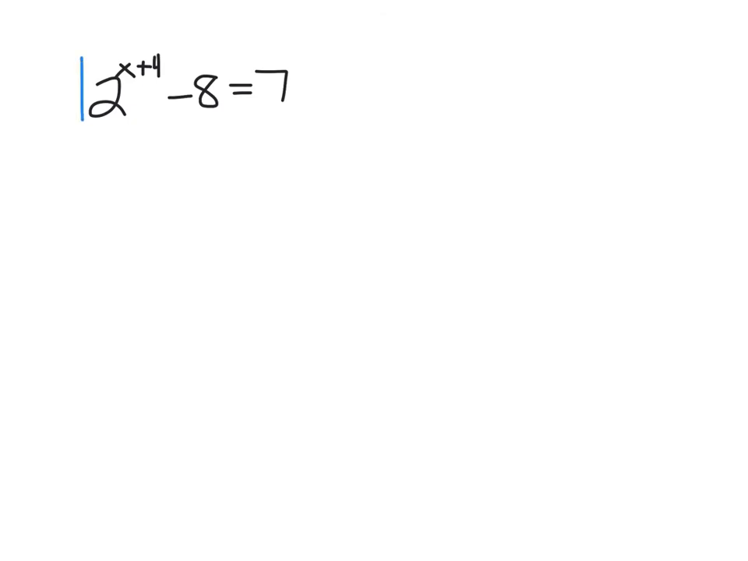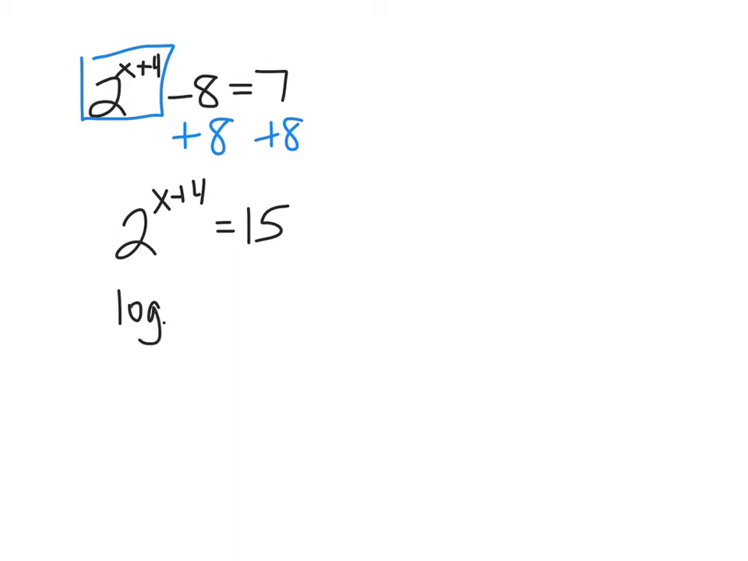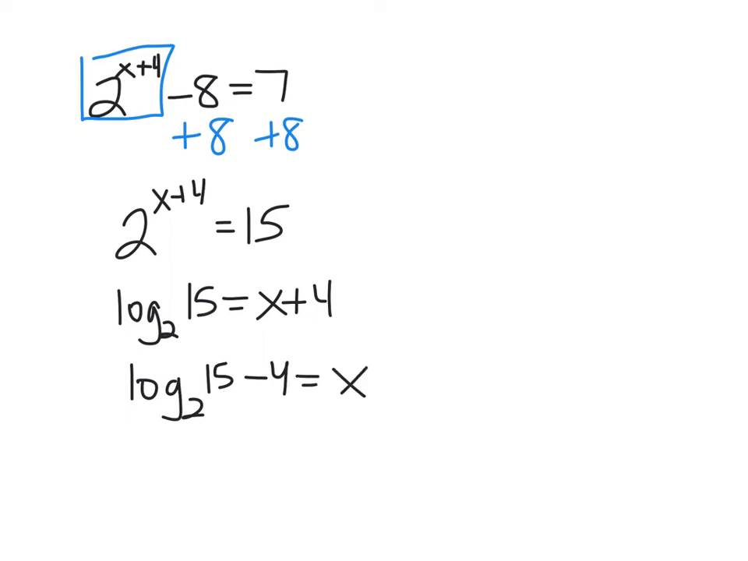For this one, we're going to blob it and then add 8 to both sides. So we get 2 to the x plus 4 equals 15. Rewrite as a log. Log base 2 of 15 equals x plus 4. How do I solve for x? We're going to minus 4. And now we're going to use change of base. Log 15 divided by log 2, enter, minus 4, enter. So I got -0.093.